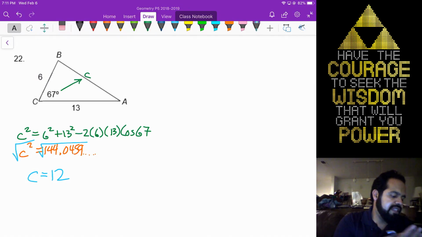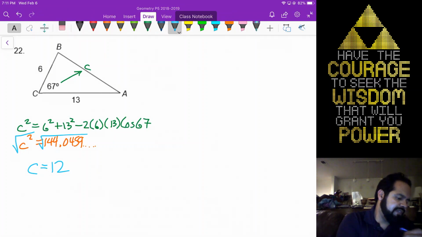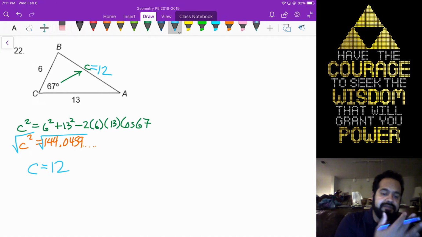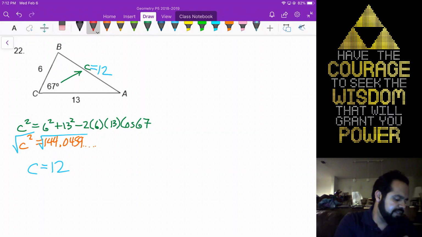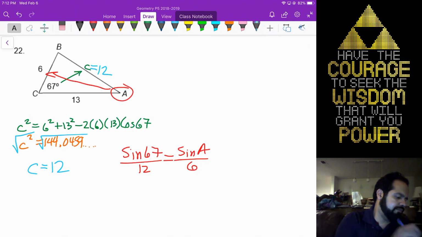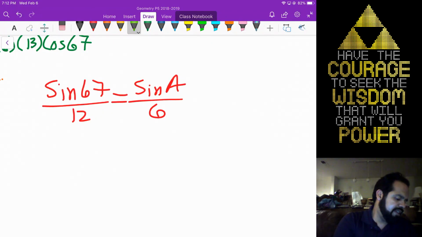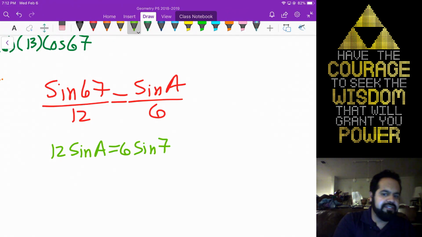Now that you know that this is a 12, we can use the law of sines to find the next angle. The question says now you're going to solve for the smallest angle. So the next angle you're solving for is A, because it's across from the 6. So we're going to say sine of 67 over 12 equals sine of A over 6. Cross multiplied, you get 12 sine of A equal to 6 sine of 67.